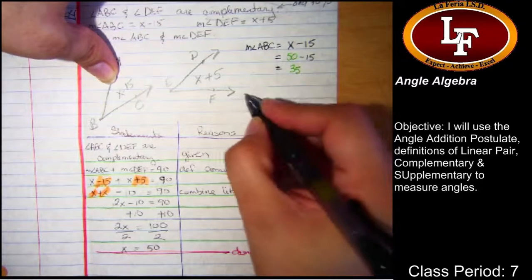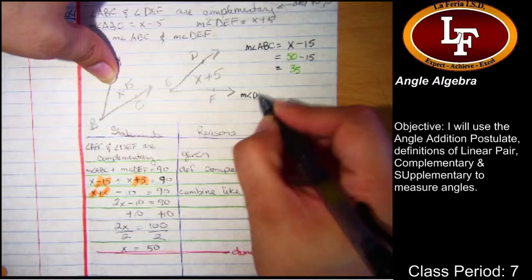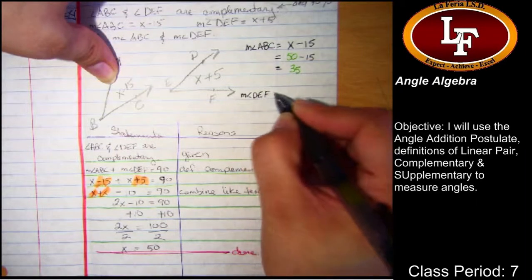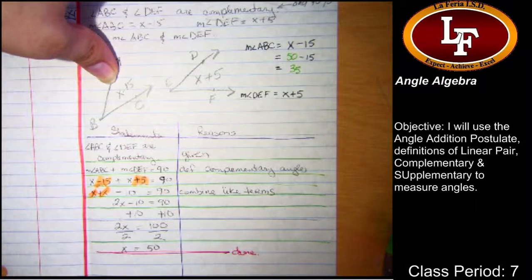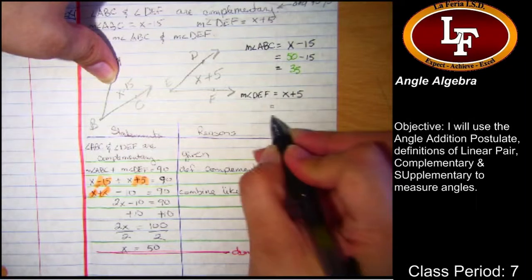We're going to do the same thing for the measure of angle DEF. Do that right now. Tell me what you get. 55. 55?